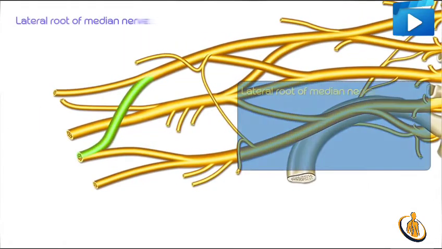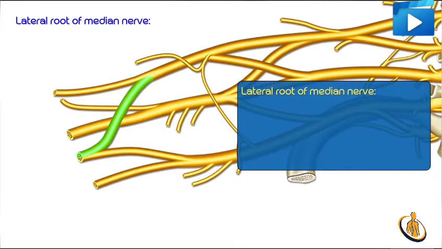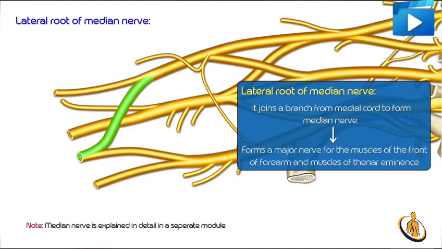Next one is the lateral root of the median nerve. It joins a branch from the medial cord to form the median nerve. So it forms a major nerve for the muscles of the front of the forearm and muscles of the thenar eminence, because it is taking part in the formation of the median nerve.